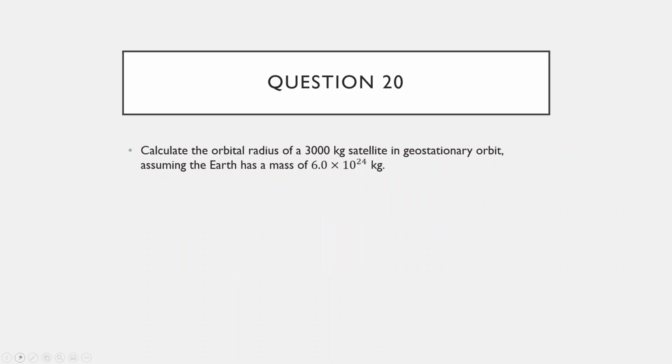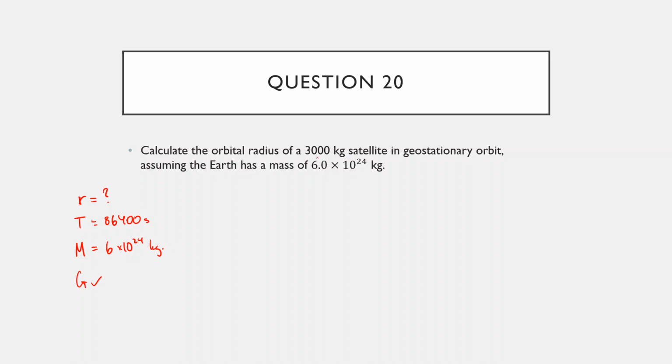So let's do a question about this. Calculate the orbital radius of a 3,000 kilogram satellite in geostationary orbit, assuming the Earth has a mass of that. So what do we know? We want to know the radius. We know its period: it's 24 hours, or 86,400 seconds. That's just 60 times 60 times 24. We know the mass that the satellite is orbiting, so the mass of the Earth, that's 6 times 10 to the 24. And of course, big G.